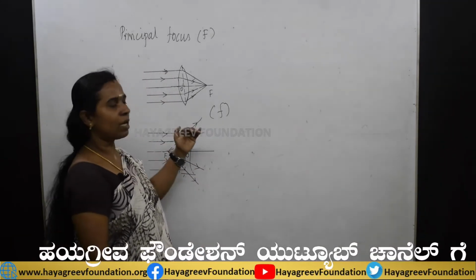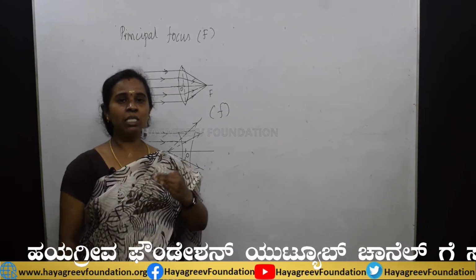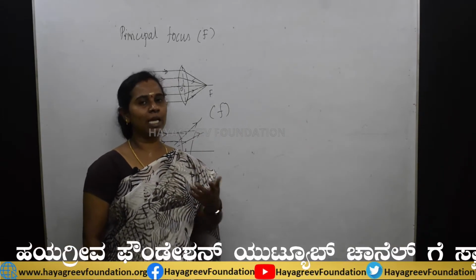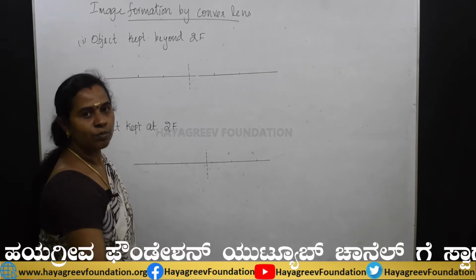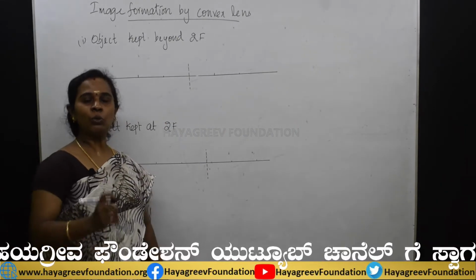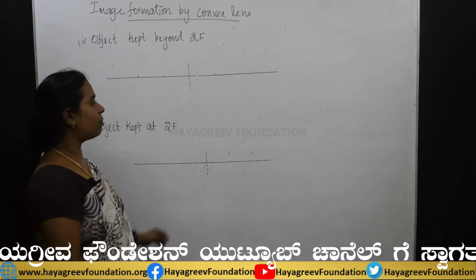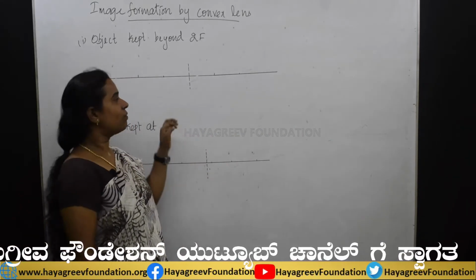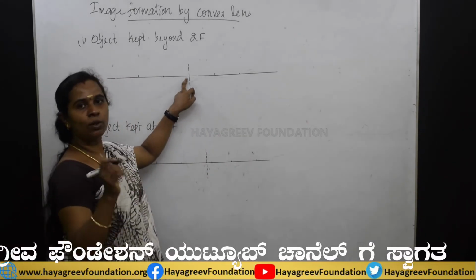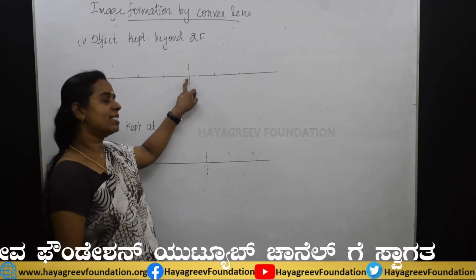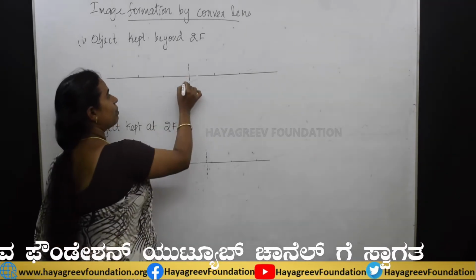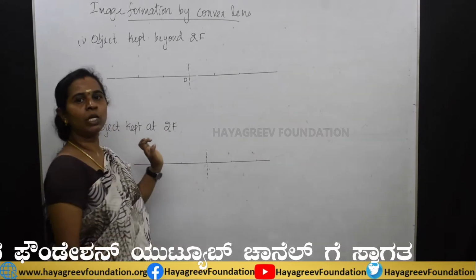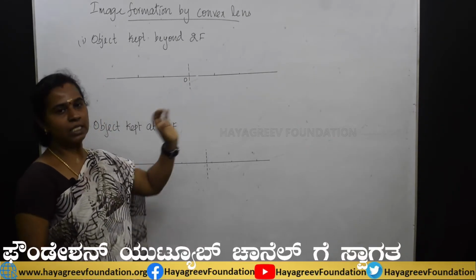So now again I am going to teach about the image formation by convex and concave lens. First I am going to explain how to draw the image formation by a convex lens. A long straight line we need to draw. We need to mark a small dot at the middle of the straight line. That middle point you have to mark as O. That is nothing but the optic center.